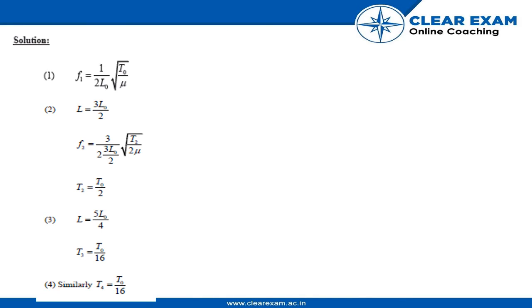For the first string, F0 is 1 by 2L0 into under root T0 by mu. So L is 3L0 by 2 and so on. For the first case we find it like this, the second case we got as T0 by 2. For the third case we got T0 by 16, and similarly for the fourth case we will get T0 by 16 as well.